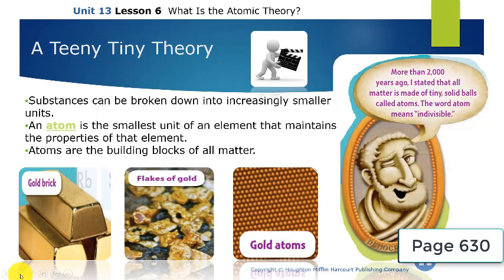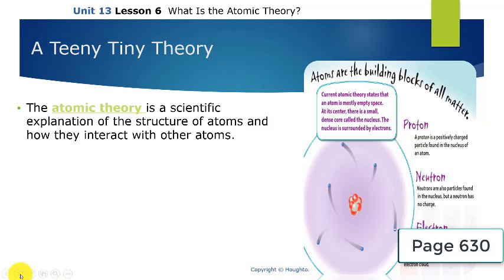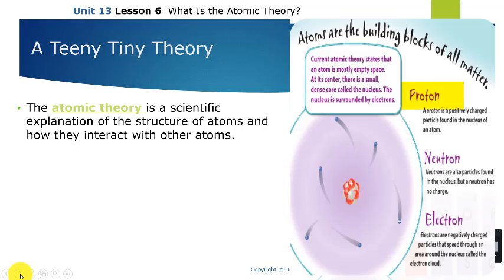Okay, continue with the atomic theory. Here, the atomic theory is a scientific explanation of the structure of atoms and how they interact with each other. The scientific theory describes atoms as made of protons, neutrons, and electrons, and they interact with other atoms.